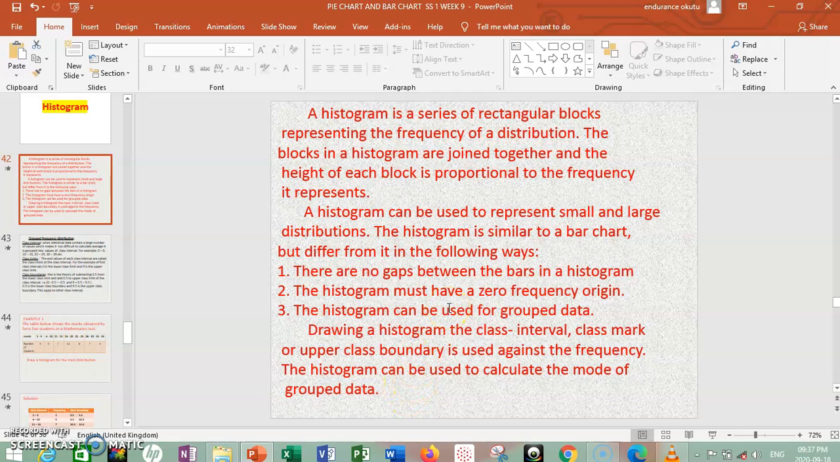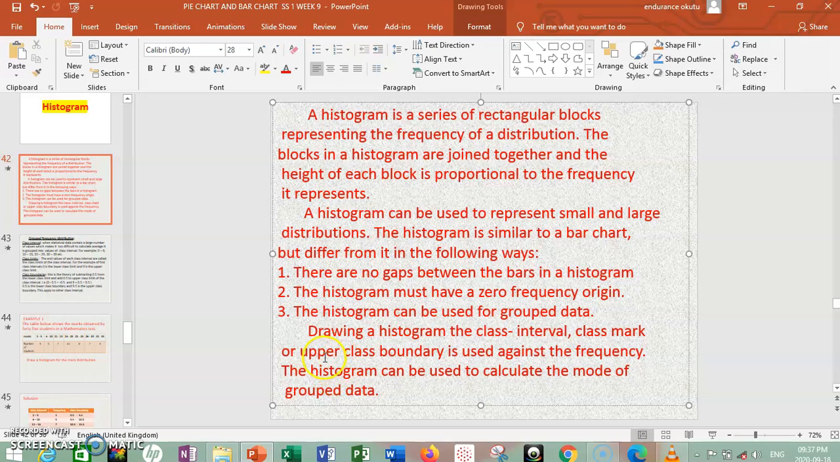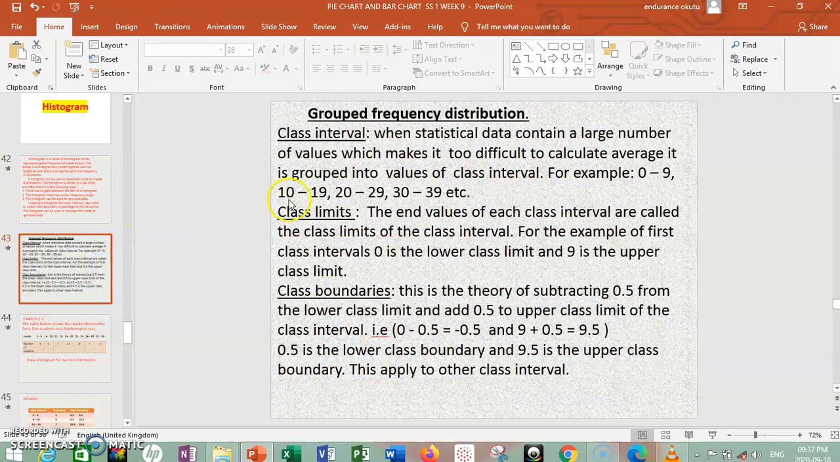Now students, before we look at how we can draw a histogram, what do we understand by class interval, class mark, and class boundary? In a grouped frequency distribution, we have what we call the class interval. When statistical data contain a large number of values, it is too difficult to calculate the average, so it is grouped into class intervals. I explained this in our previous class on data presentation. An example is 0 to 9, 10 to 19, 20 to 29, 30 to 39. This is an interval of 10.